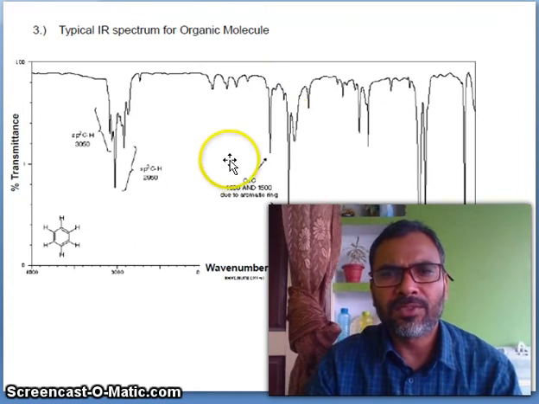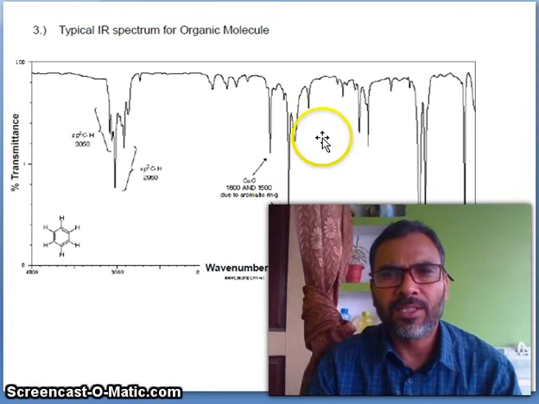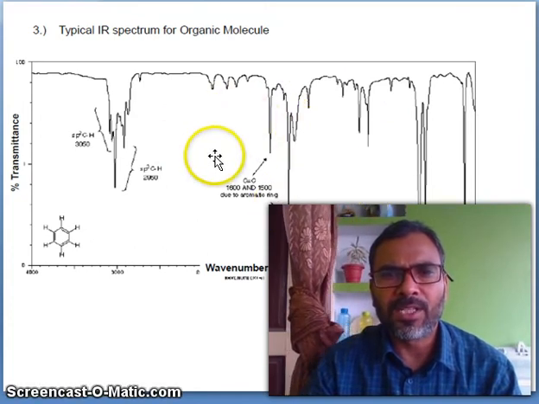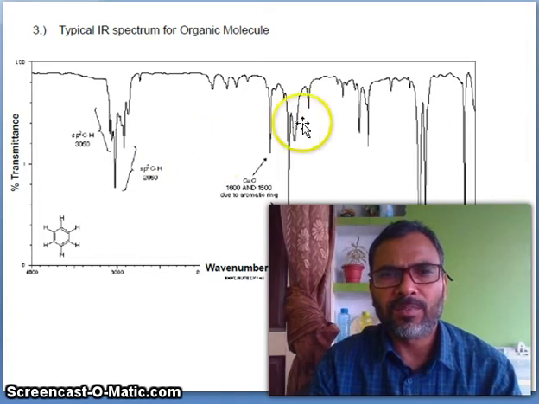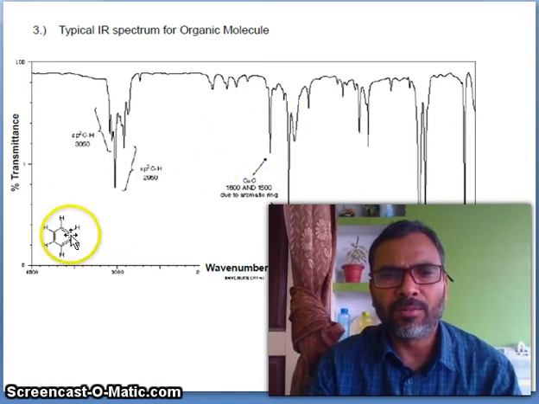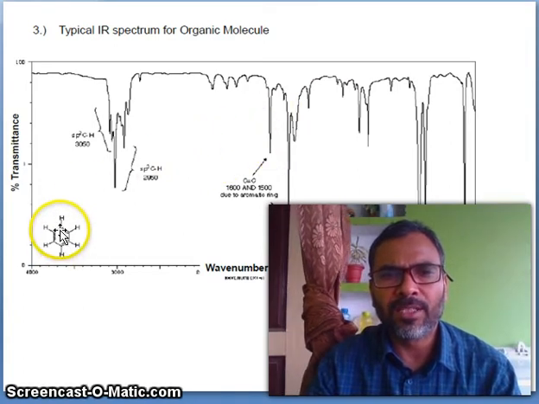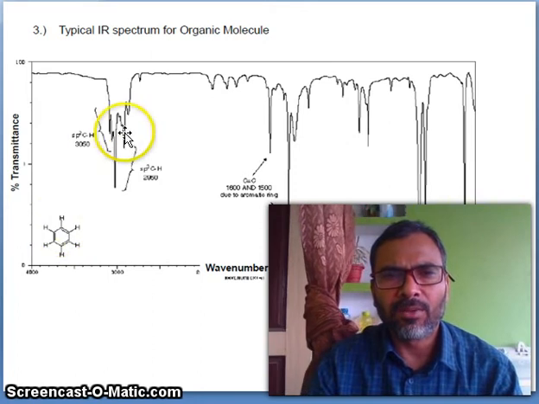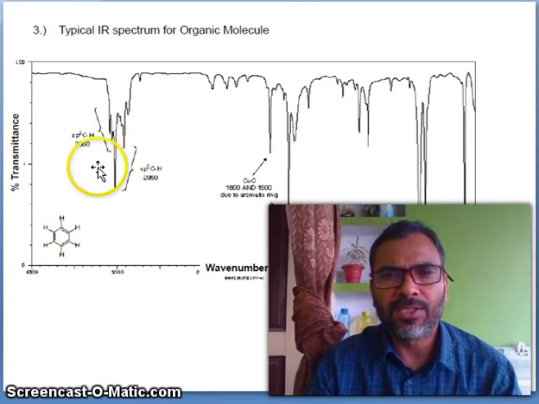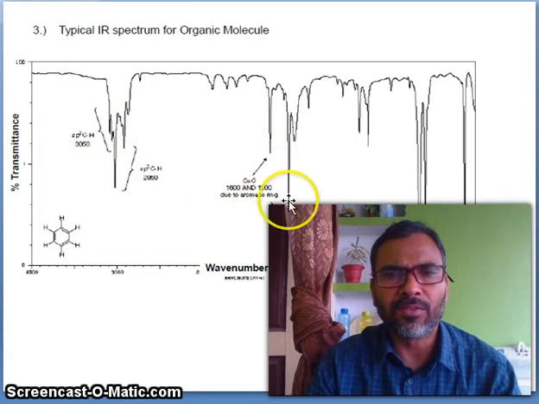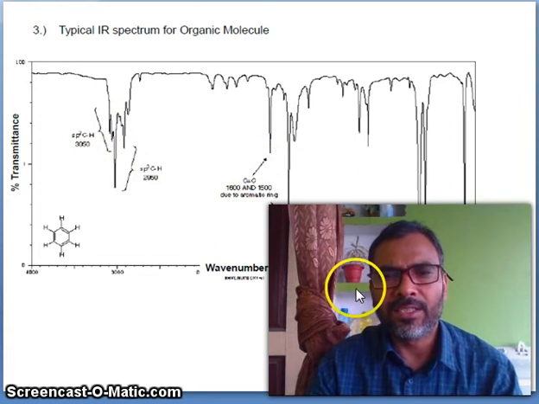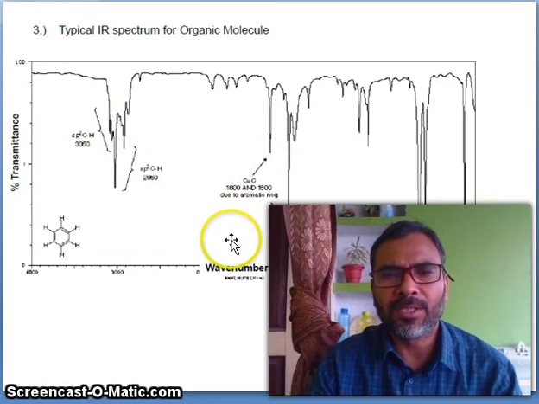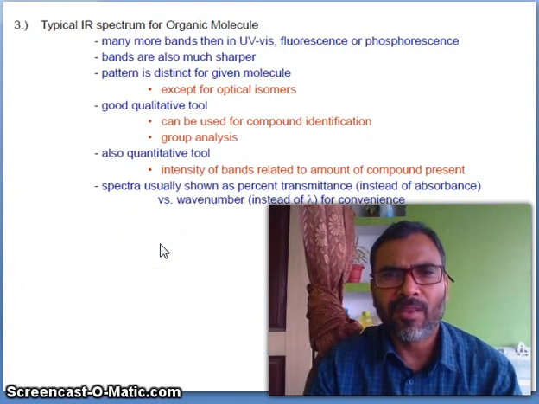So look at this spectra, and this is the spectra of benzene. So what do you expect? How many types of bond are here? Carbon double bond carbon and carbon hydrogen. So the carbon hydrogen bond is on this side, carbon double bond carbon on this side. This is the fingerprint region. X-axis is wave number and Y-axis is percentage transmittance.